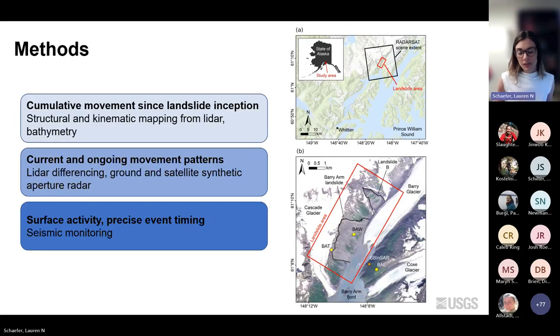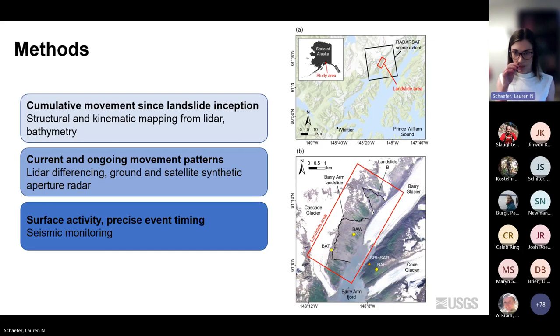So the methods we used, we were really trying to get at three main things. The first is cumulative movement since landslide inception. To do this, we created a structural and kinematic map from LIDAR and bathymetry data. The second is current and ongoing movement patterns, so recent movement, to be able to compare it to cumulative movement. To look at current movement, we used LIDAR differencing and ground and satellite synthetic aperture radar. And the final is to look at surface activity and to describe any events we see to be able to time those events.